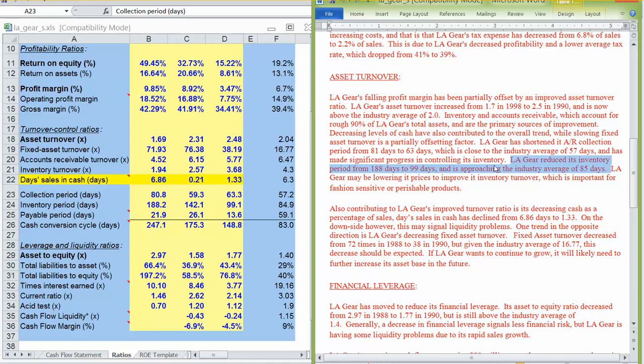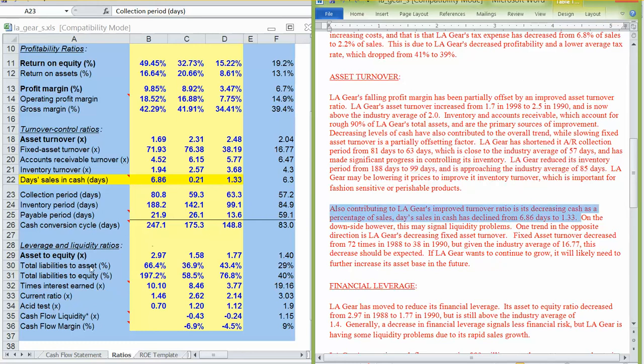We might be, again, we can't tell, but we might be lowering our prices to improve our inventory turnover. Things will sell faster if they're priced better. That will generate higher sales, and it's also consistent with our lower gross profit margins. Again, we don't know for certain by looking at our ratios, but I'm just guessing around.